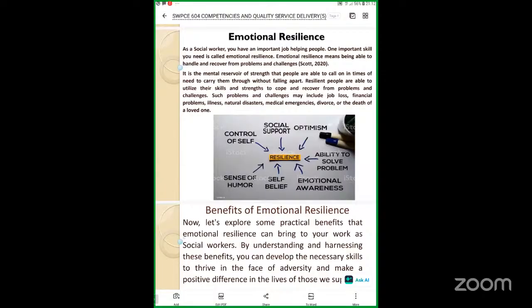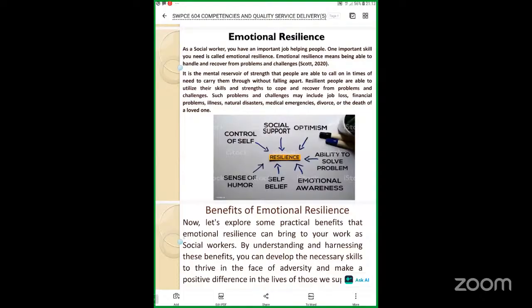It is the mental reservoir of strength that people are able to call on in times of need to carry them through without falling apart. It is a reservoir, please note that. Resilient people are able to utilize their skills and strength to cope and recover from problems.